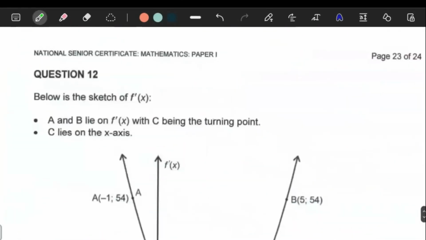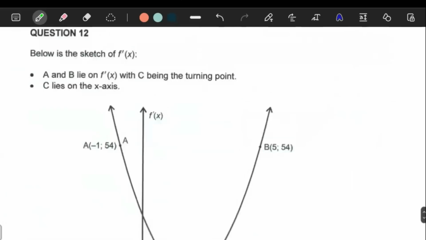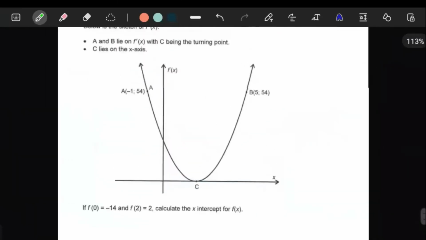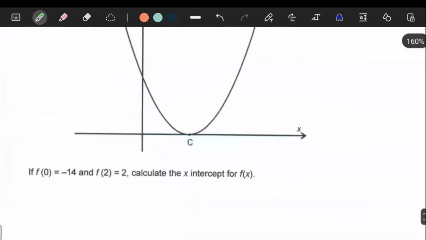Question number 12. It says, below is the sketch of the first derivative. Okay, this is quite interesting. It's a sketch of the first derivative, and then it says A and B lie on the first derivative, with C being the turning point. C is on the x-axis. And then it says, if you throw 0 into the original equation, the outcome is -14. Remember, if your x is 0, it means that you are getting the y-intercept.